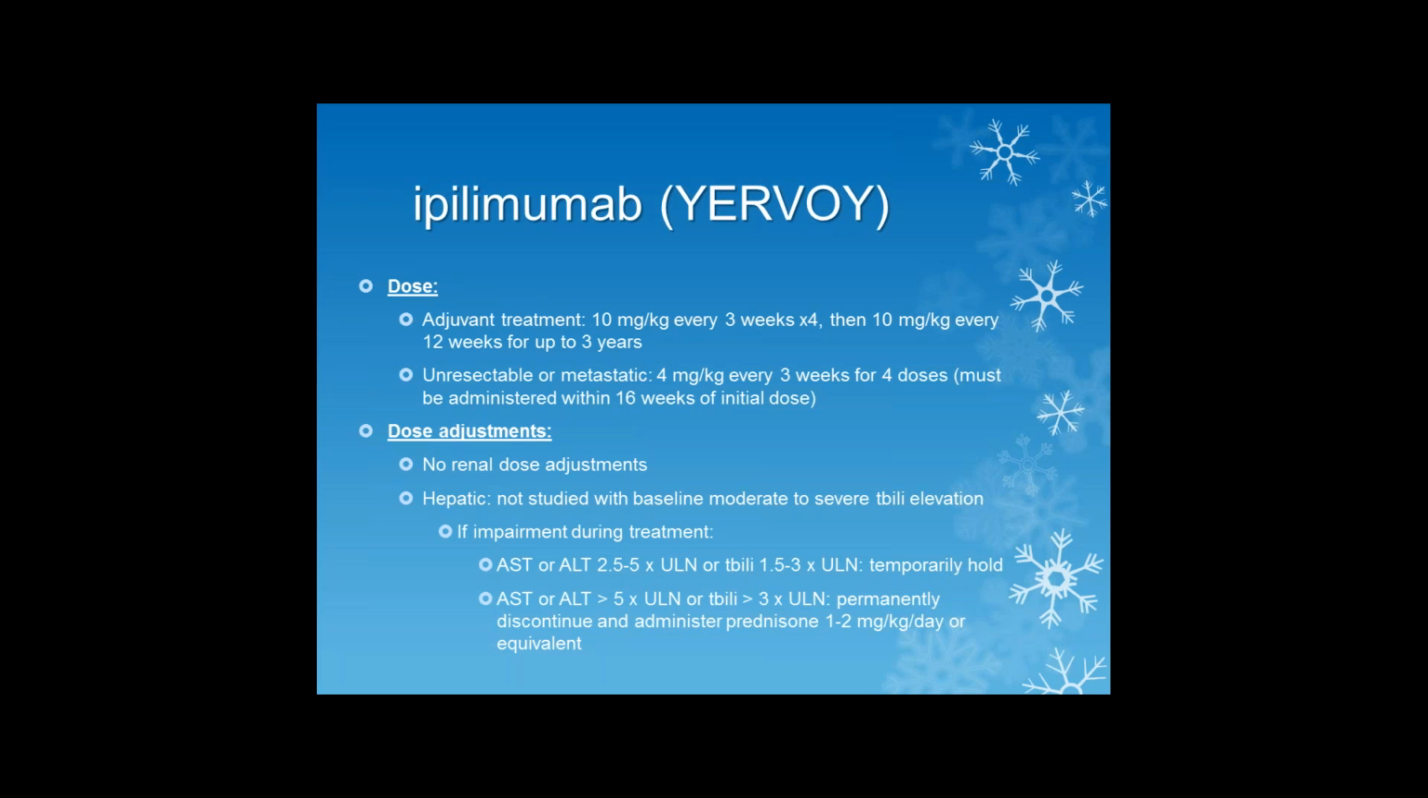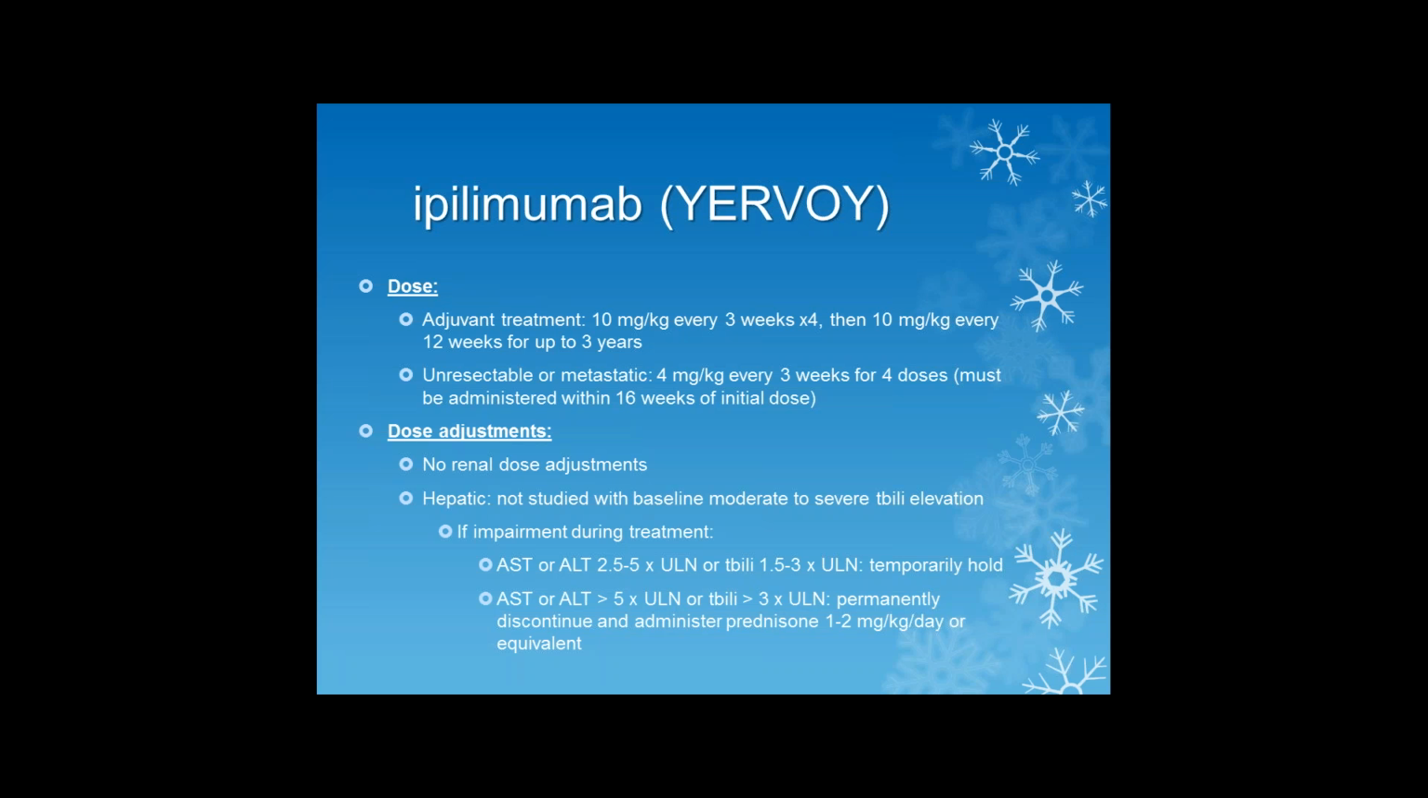They did have for adjuvant treatment, the dose was 10 mg per kg every 3 weeks for 4 doses. Then 10 mg per kg every 12 weeks for up to 3 years. And then if it's for unresectable or metastatic melanoma, which I think is what I've seen most commonly, it's 4 mg per kg every 21 days for 4 doses. And then that first and last dose must be administered within 16 weeks, which is kind of unusual, I think, too. It makes sense for how the drug works, but not something we usually keep track of. So dose adjustments are here for elevated AST or T bili.